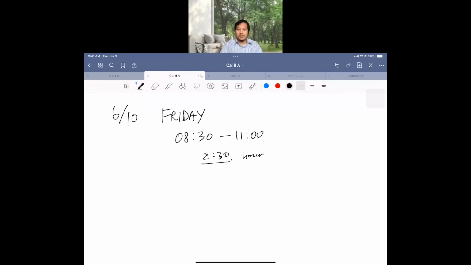So what will be for the final? First is the topics, from chapter 12 to chapter 15. But mostly chapters 14 and 15. Chapters 12 and 13 will be minor, but there will be questions from 12 and 13.